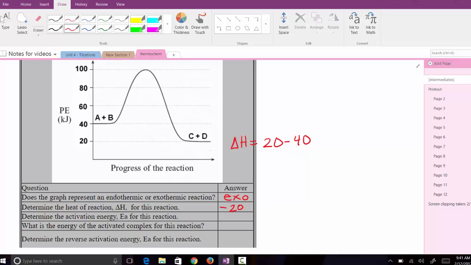So activation energy for this one, so it's at 100 and then minus 40. So that's at 60. And then the activated complex is at 100 for this one. And then the reverse activation energy, so still 100 and then minus, and this time it's minus 20. So the reverse reaction, the activation energy is 80.